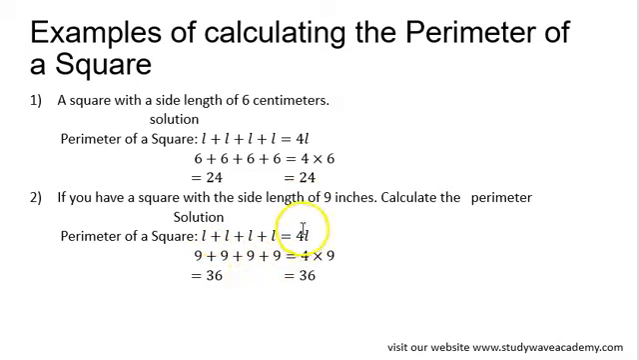If you use this formula, it's still the same thing. 4L, when you input your number in, is 4 times 9, and when we multiply 4 times 9, it will give you what? 36. So either you use this pattern or you use this pattern, you will still arrive at the same answer. I hope you understand.